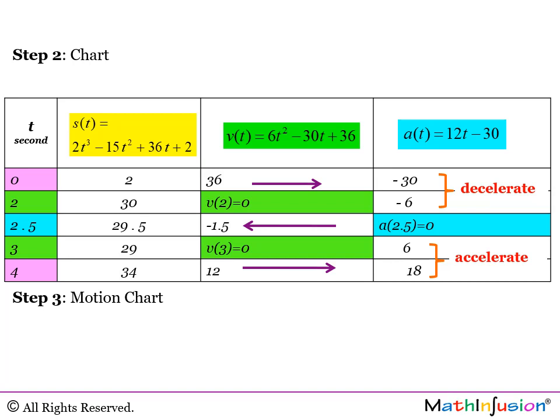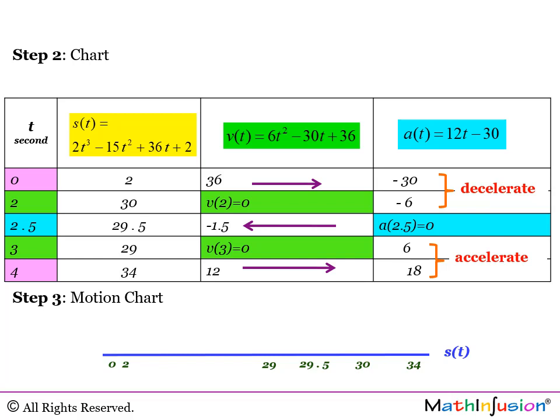In the motion chart, first of all, I have to put down a straight line, because I recall this is a rectilinear motion. The object is only moving left and right on a line. I'm going to put on the line all the important values of s of t, like 2, 30, 29.5, 29, and 34, and also I will put the 0 as a reference.